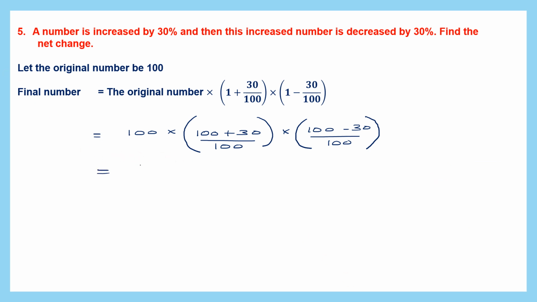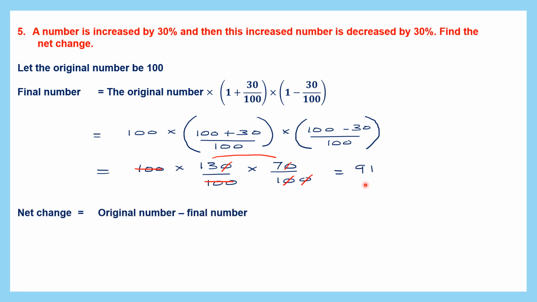So this will be 100 into 100 plus 30 is 130 by 100 into 100 minus 30 is 70, 70 by 100. Now let's simplify. We can cancel this and this. I can cancel 1 0 here and 1 0 here, 1 0 here and 1 0 here. Now all I have to do is multiply 13 into 7 and that is 91. So now we have the original number is 100 and the final number is 91.